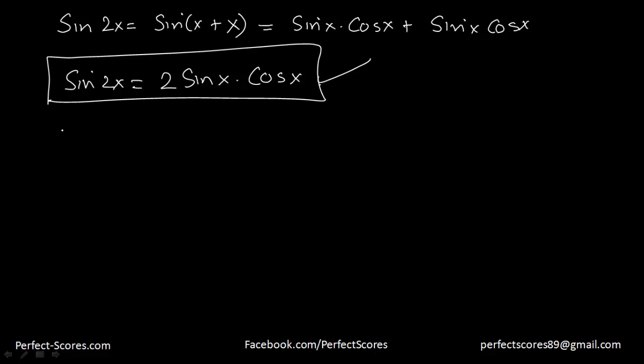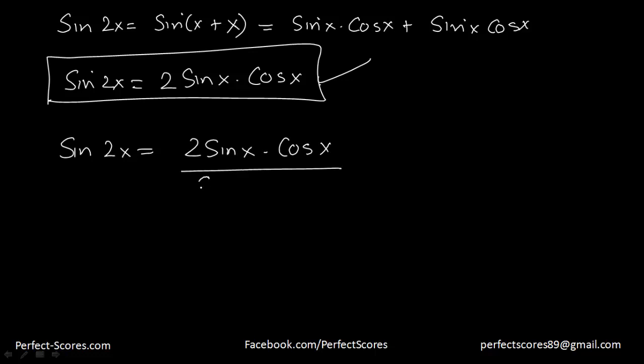Another way is if you want to write down sine of 2x in terms of tangent x. Then what you can do is write sine square x plus cos square x at the bottom, because at the end of the day this is equal to 1. So now you can multiply and divide the whole equation by cos square x.